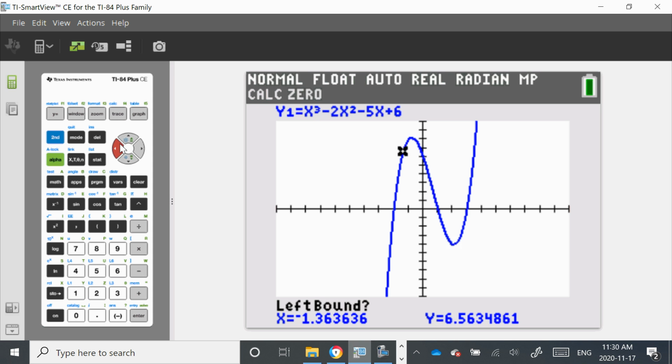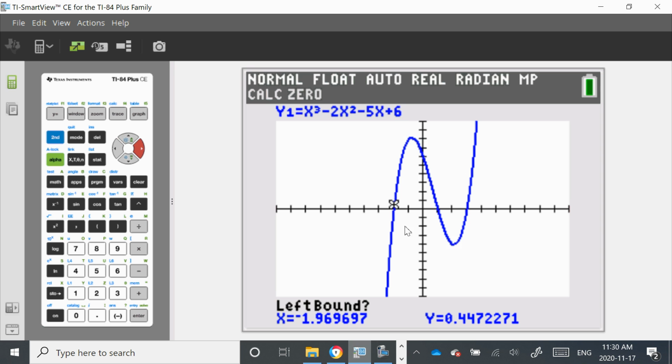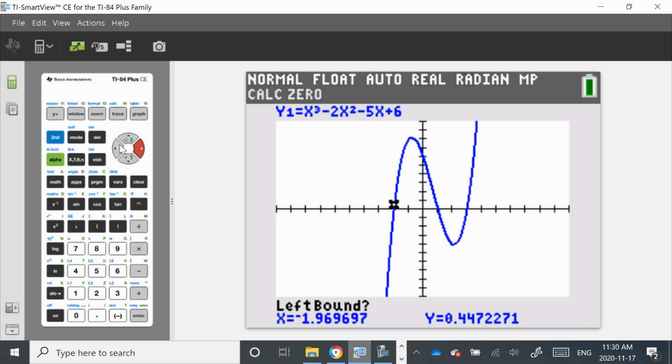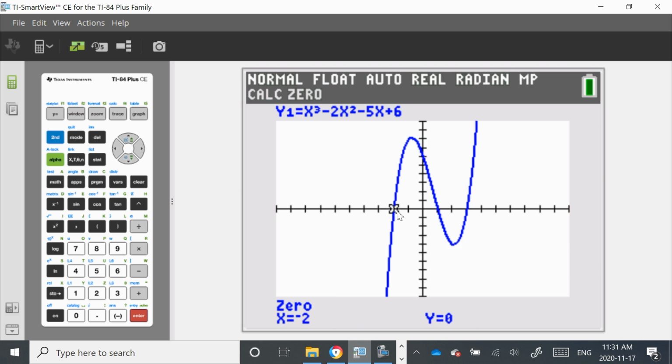Bring your cursor close to the 0 that you're looking for, which is right about there. And you have to hit your left cursor first. So I'm going to hit my left cursor once or twice. Hit enter. Now go back to the 0, and then it says hit your right cursor. So I'm going to hit my right cursor a couple times, hit enter. And then guess just means you hit enter again, and that 0 is -2.